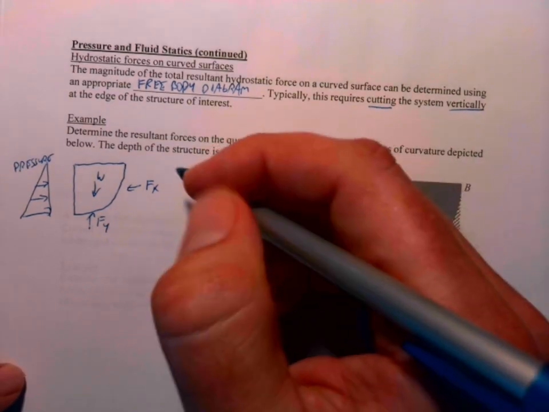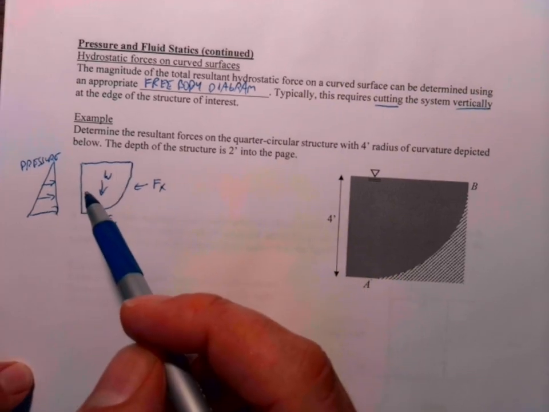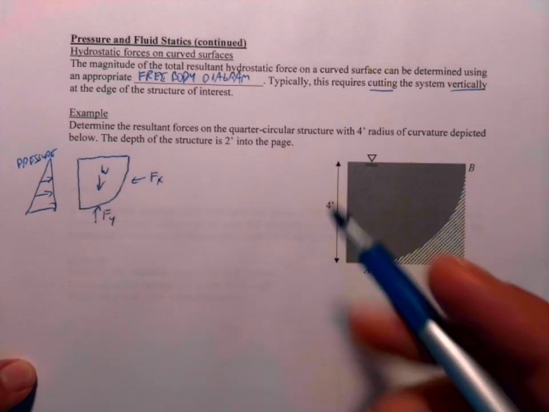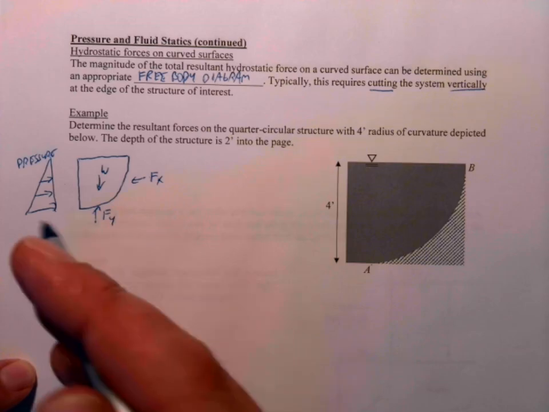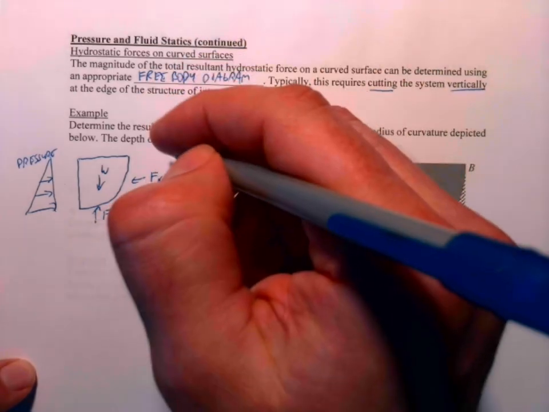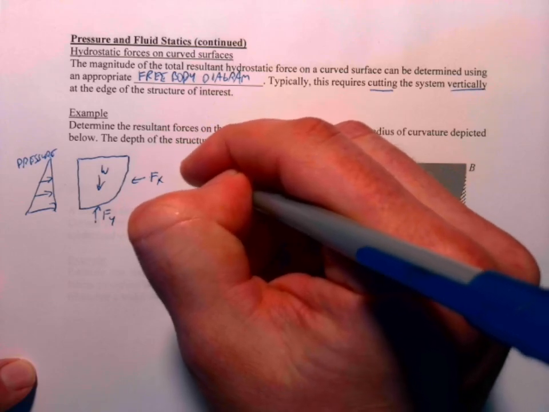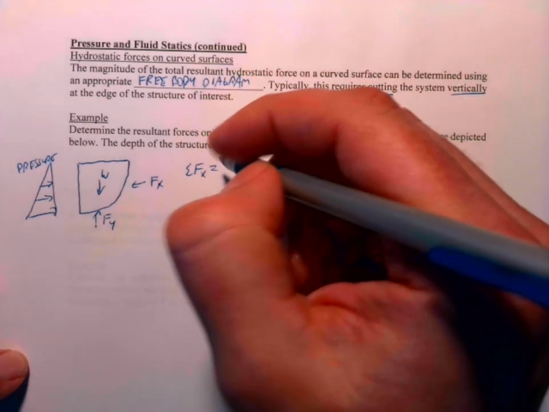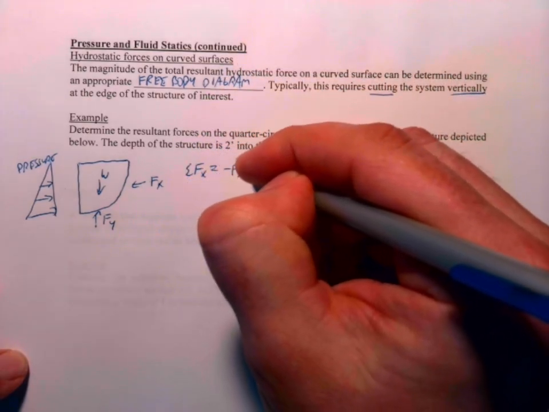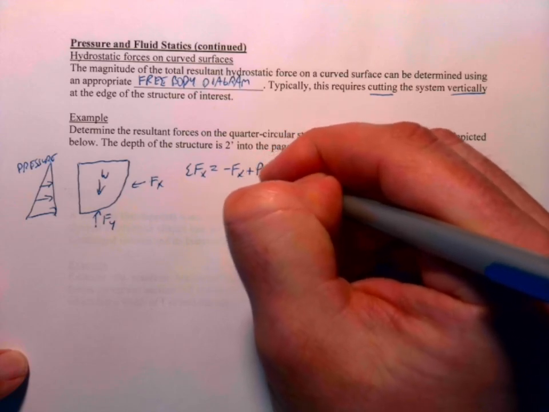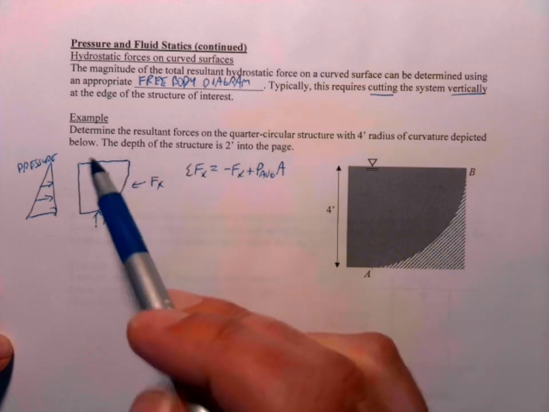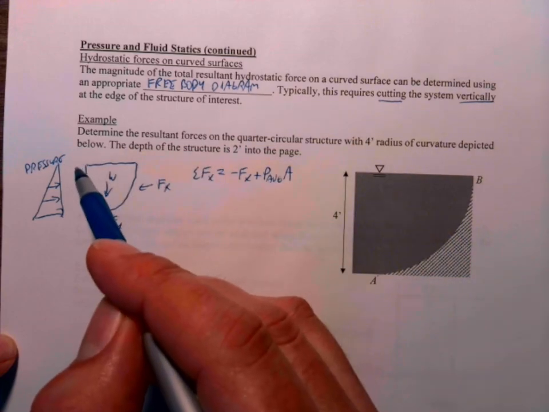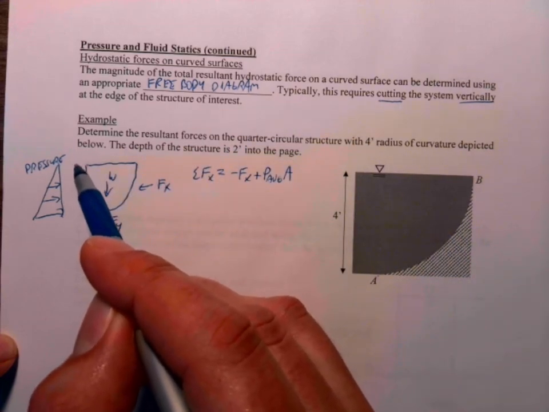Okay, so to analyze this, it's pretty straightforward. You can analyze the X and Y independently. They don't really interact with each other, so you could do X or Y first, and I chose to do X first. So if we sum the forces in the X direction, we have just the negative Fx, and then plus the average pressure times the area. So we looked at how you can get the average pressure from a shape like that. And again, in this case, the water starts at 0. The pressure is going to be 0 at the surface.